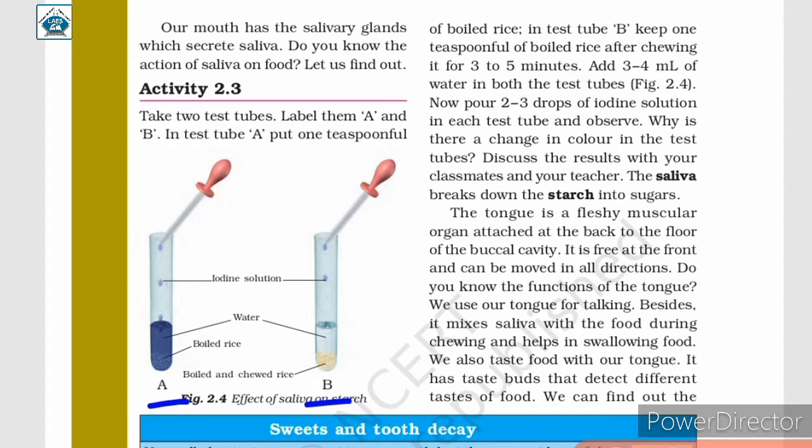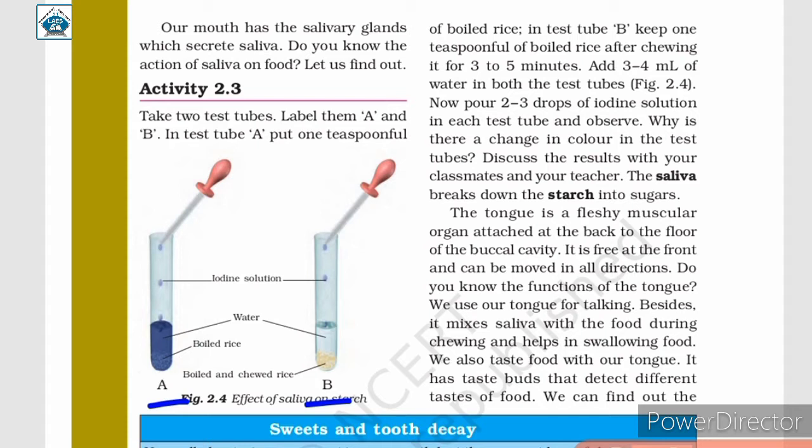After that, you need to take iodine solution and put 2 to 3 drops of it in each test tube and observe. You will observe that in test tube A, there is a change in color. The solution becomes black or blue in color. This indicates the presence of starch. In test tube B, there is no change in color of the solution. This indicates the absence of starch. We perform the iodine test to indicate the presence of starch.